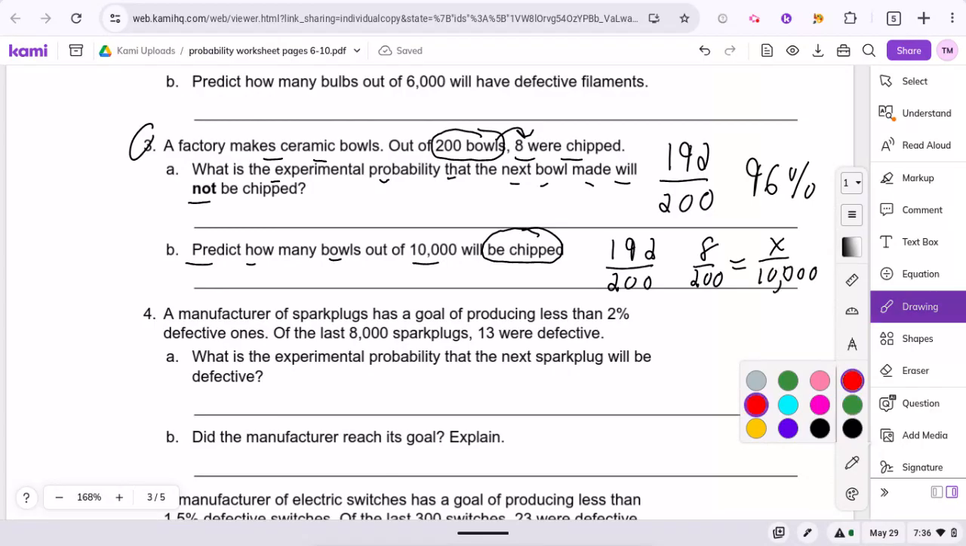And I'll do that a little bit different way this time. If you divided 10,000 by 200, you'd get 50. So this way is dividing by 50. So this way would be multiplied by 50. So if you did 50 times 8, you'd get 400. So 400 out of 10,000 would be chipped. So it would be 400 would be chipped.